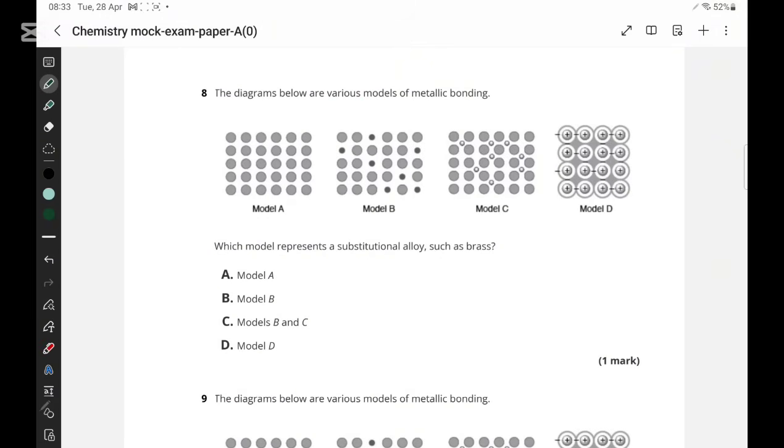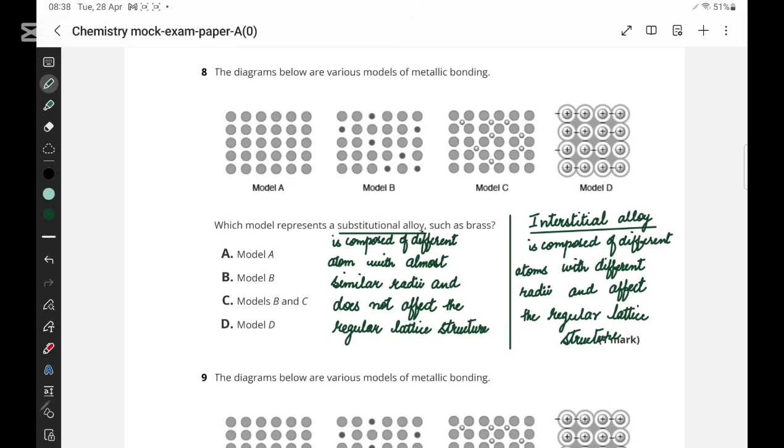The diagram below shows various models of metallic bonding. Which model represents a substitutional alloy such as brass? First, let's see what a substitutional alloy is and what an interstitial alloy is. The difference is that a substitutional alloy is composed of different atoms with almost similar radii and does not affect the regular lattice structure.